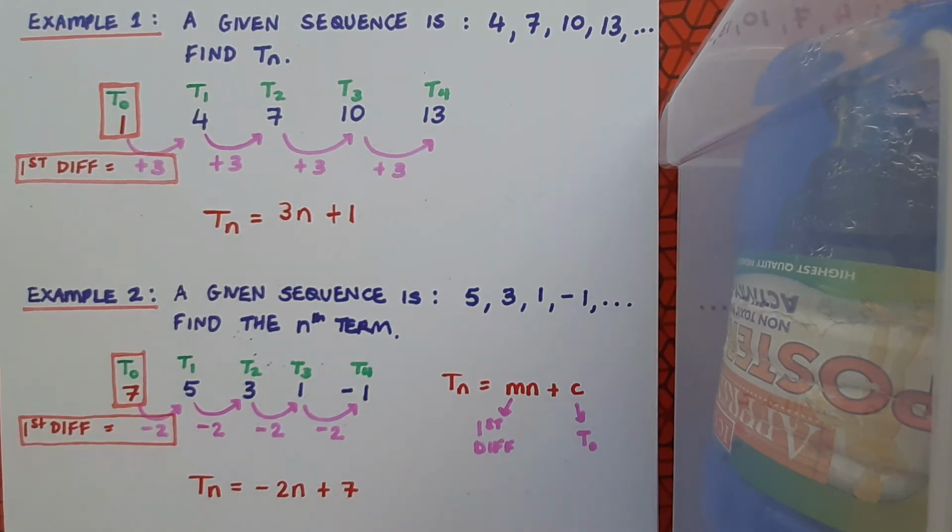And I just want to note at this stage that T0 isn't strictly part of my sequence. It's just a handy number that I can work out to help me make Tn.